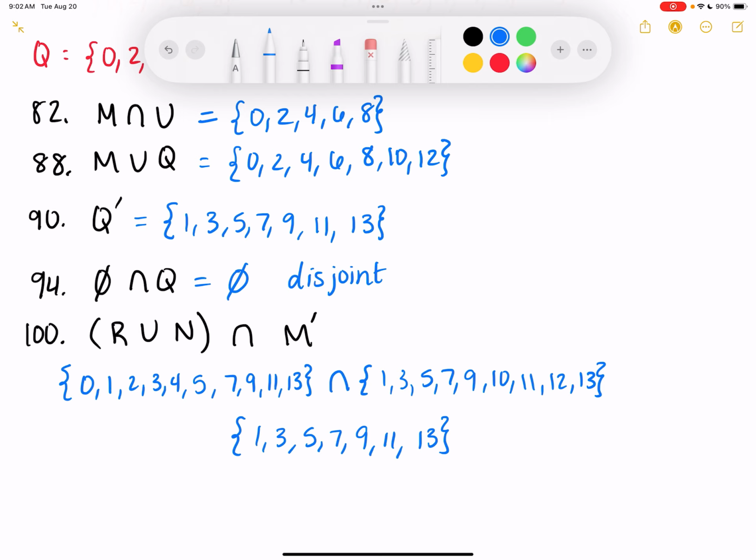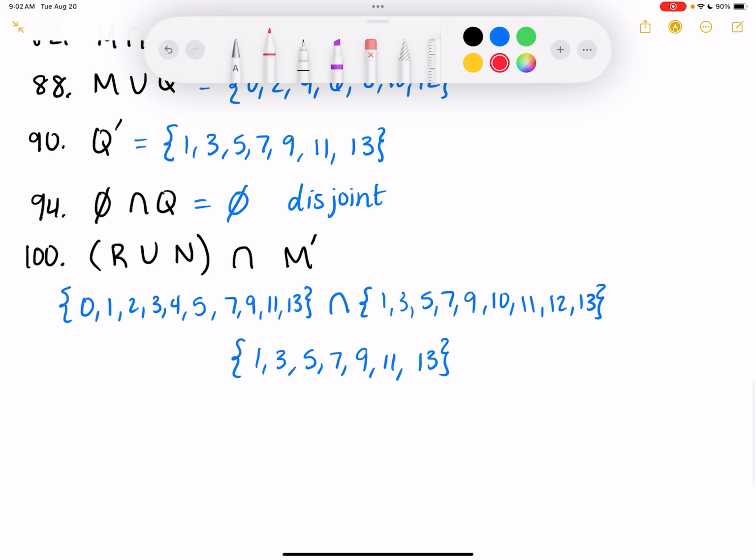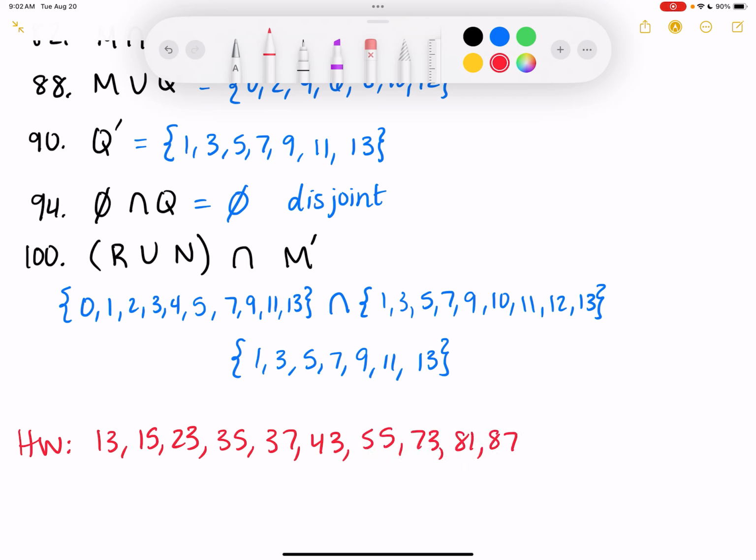No? Okay. So your problems, and I'm going to tell you this is one of the longer homework assignments you'll have just because there's so much in this section. But it's 13, 15, 23, 35, 37, 43, 55, 73, 81, 87, 89, and 103. So you need to make sure you write those down.